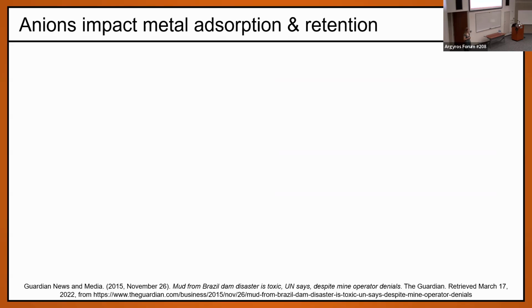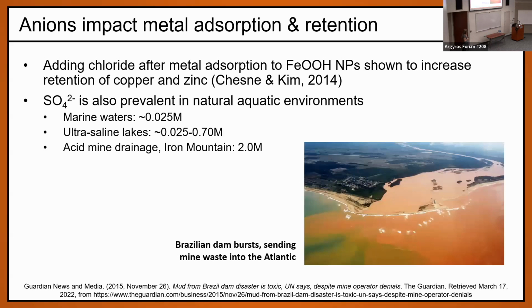So anions, essentially negative ions, impact metal adsorption to iron oxyhydroxides. A previous study in our lab looked at the impact of chloride on metals already adsorbed to iron oxyhydroxide nanoparticles, essentially to model what happens when these particles flow from fresh water into salt water. Are the metals going to be released, retained? And what they found is that chloride enhances the retention of copper and zinc to iron oxyhydroxides.